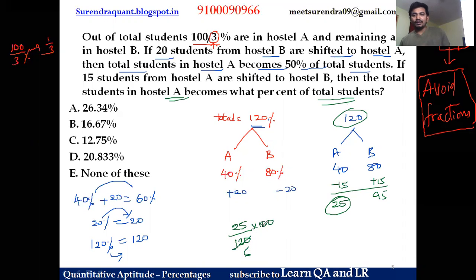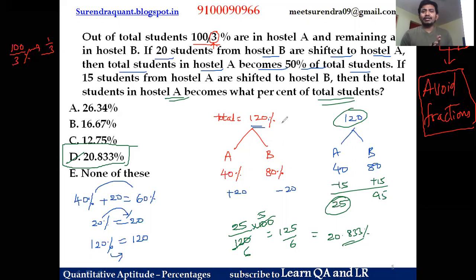So 25 into 100 by 120 is 125 by 6. So 120 by 6 is 20%. 5 by 6 means 0.833. So 20.833% are there in hostel A when I compare the total data after transferring 15 students from hostel A to hostel B. Right? It's a very simple question. You can avoid so much math by thinking wisely, by taking smart numbers.